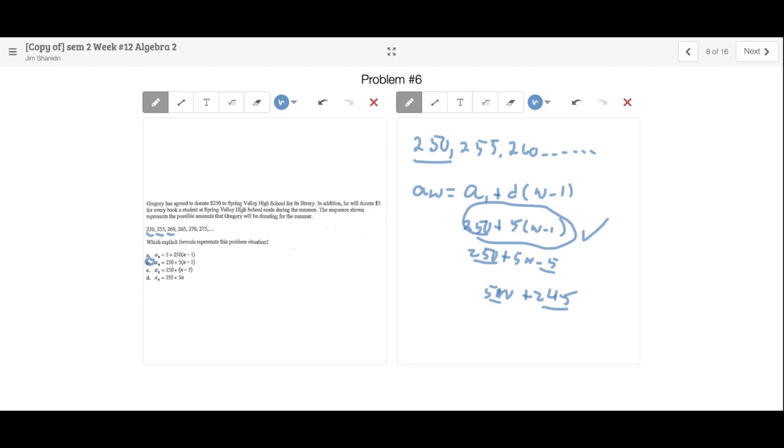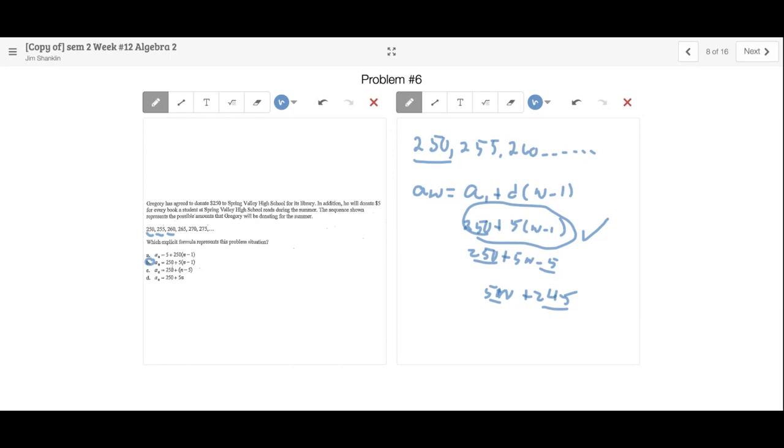Oh, 255 is a sub 1? Let me read it more carefully. The sequence shown. In addition, he will donate $5 for every book. The sequence shown represents the possible amounts that Gregory will be donating for the summer. Boy, that one could go either way. Well, $250 would be donated if zero books were read, so n would be zero. Yeah, exactly, and that, Allison, is where I'm going with this. I could see B or D being correct.